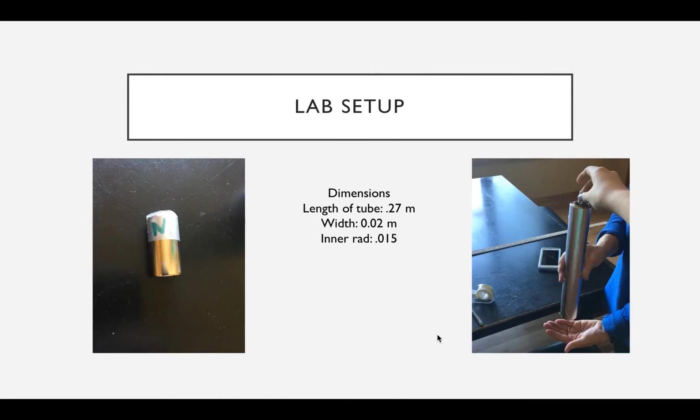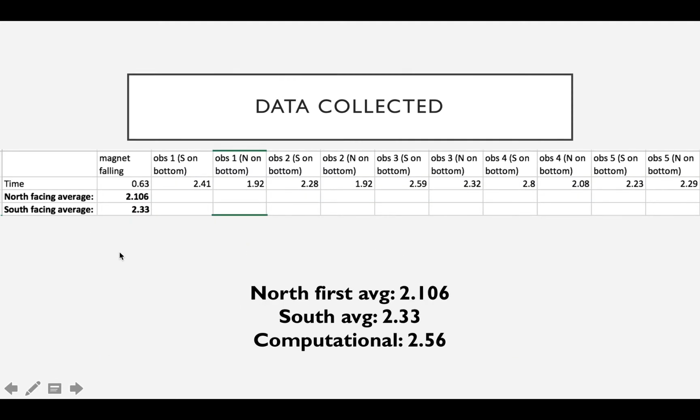So this is my lab setup, and right here I have the magnet, and I labeled the north-facing side. Here's my aluminum foil, and this is a setup of one of my sets of the experiment. The dimensions: the length of the tube was 0.27 meters, width was 0.02 meters, and radius was 0.015 meters.